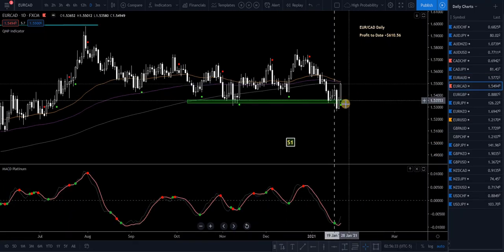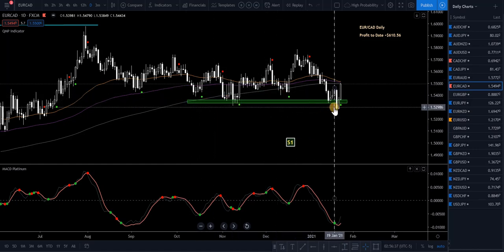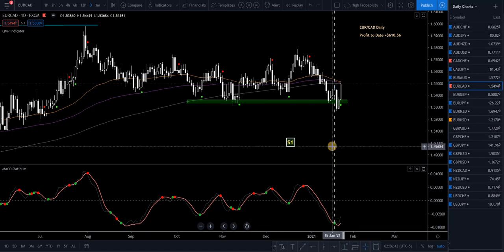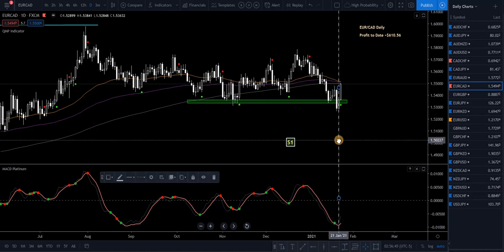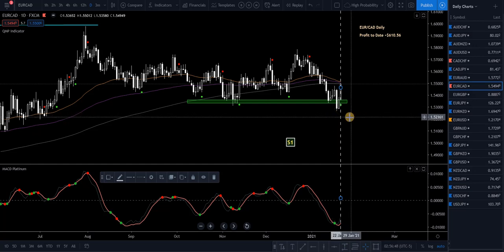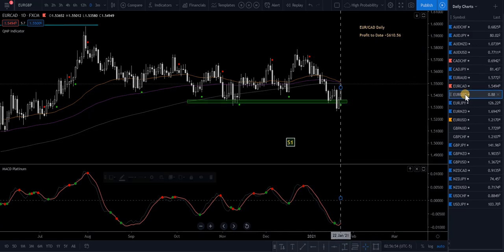EuroCAD, Monday, there is a buy signal. You can see the support level here, and MACD Platinum's a long way below the 0 level. Already had my warning line drawn in there. Monday will be a buy here, and there'll be a stop below the low here. So that's Monday. There'll be a buy trade for the EuroCAD. Nothing happening at the moment, no trades on.